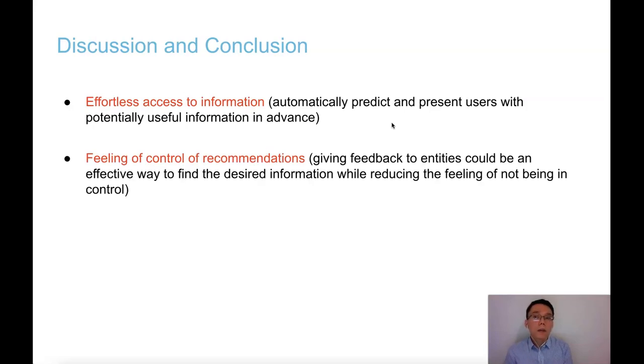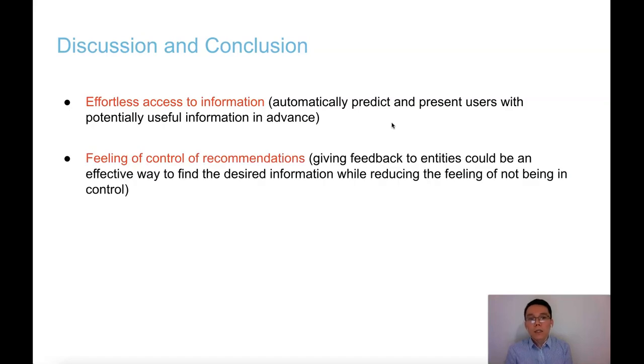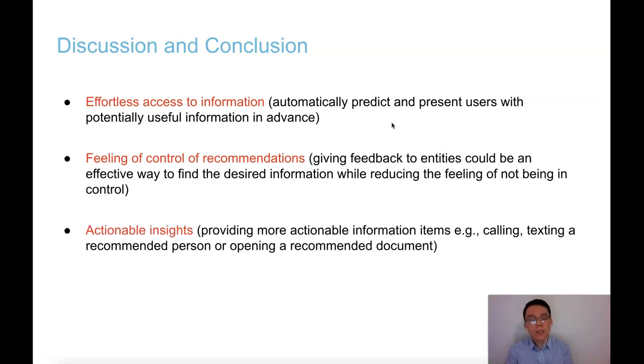To conclude, the entity-based approach in our system has several benefits. First, prediction works very well. Information is recommended and readily available without the user needing to search for it. Second, the entity selection was found to be simple and effective. Users feel in control because of the explicit feedback they can provide to the recommendation. And finally, recommendation provides more actionable information items. For example, an action can be done on the entity.